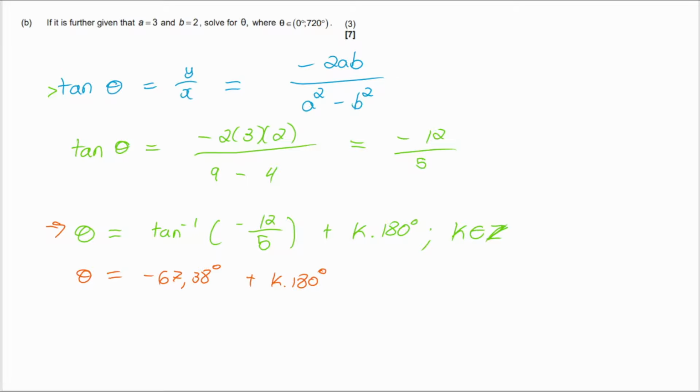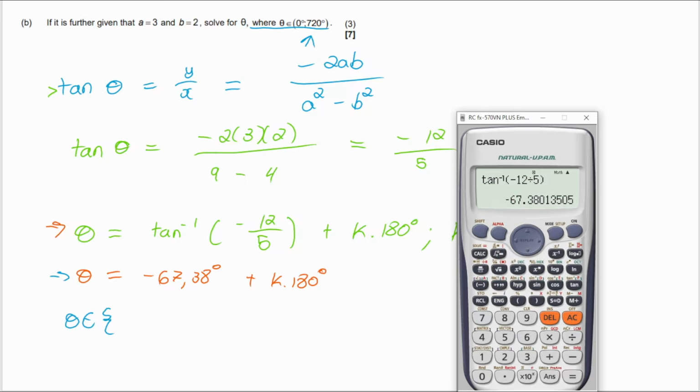Okay, but the thing is, this is the general solution. Here's our general solution, but they want a specific solution on this interval 0 to 720. Okay, so we're going to have to plug in some K values to see where we fall in this interval. Okay, so theta is an element, and we're going to open our curly brackets and then plug in some K values and see what happens. Okay, we need to be careful though. I'll show you in a second.